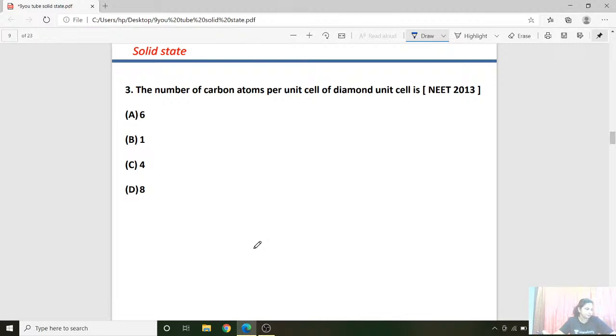So students, are you ready? The number of carbon atoms per unit cell of diamond. See, the question is asked, in one unit cell of diamond, how many carbon atoms are present? Now we all know that diamond is made of carbon atoms, isn't it? Diamond has, I can say, a zinc blende structure. Zinc sulfide. So diamond is like zinc blende, zinc sulfide.